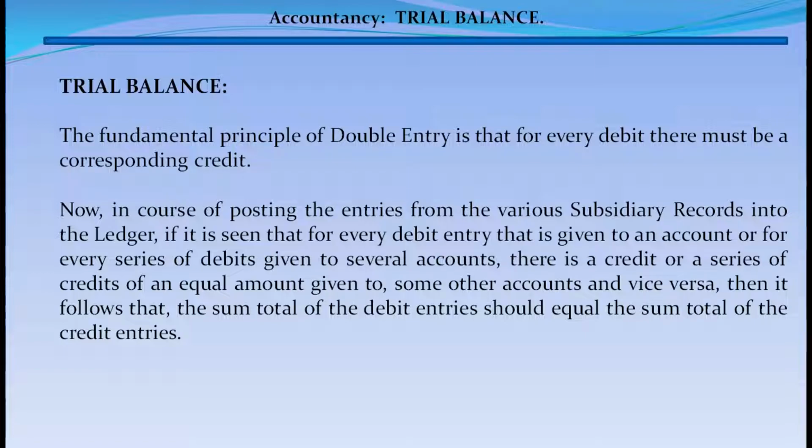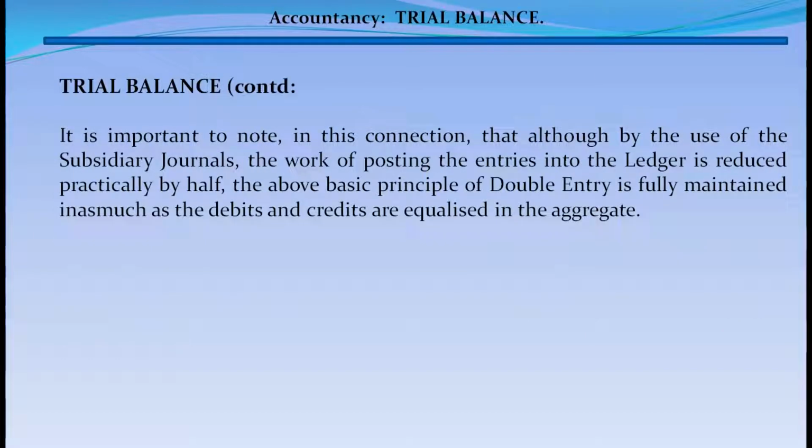vice versa, then it follows that the sum total of the debit entries should equal the sum total of the credit entries. It is important to note in this connection that although by the use of the subsidiary journals the work of posting the entries into the ledger is reduced practically by half, the above basic principle of double entry is fully maintained inasmuch as the debits and credits are equalized in the aggregate.